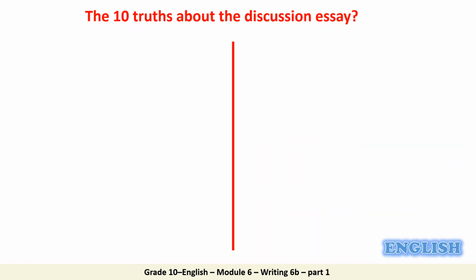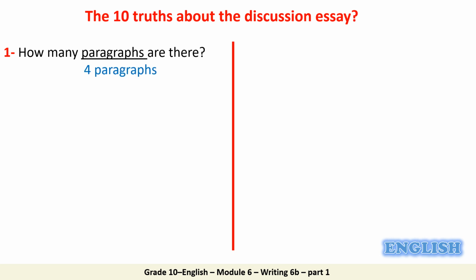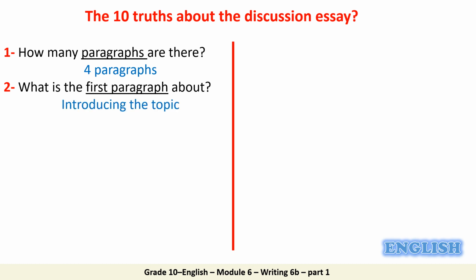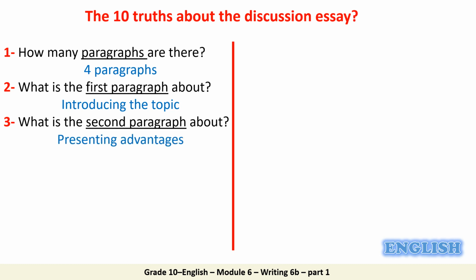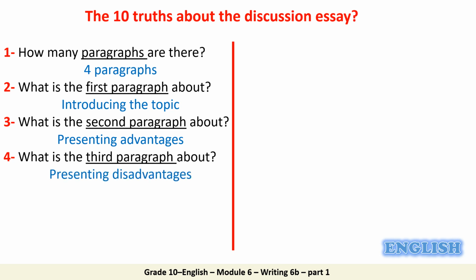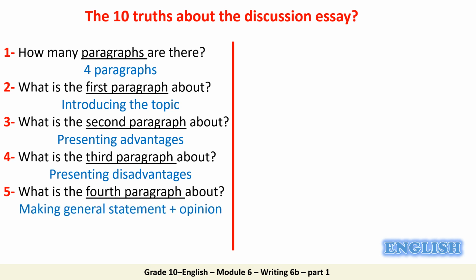All right. Now, what are the 10 truths about the discussion essay? Okay. So how many paragraphs are there? Let's recapitulate everything we have seen today. So how many paragraphs? 4 paragraphs. Good. What is the first paragraph about? It's about introducing the topic. What about paragraph 2? It's about presenting the advantages. What about paragraph 3? It's about presenting the disadvantages. Paragraph 4? It's about making general statement plus opinion.